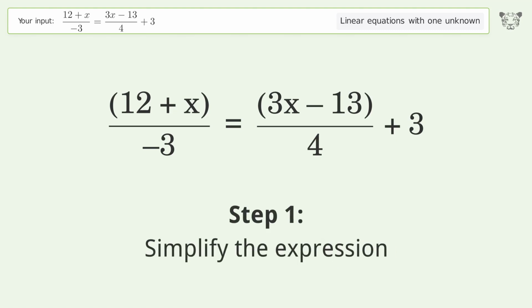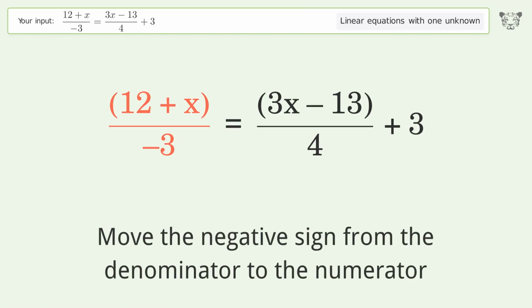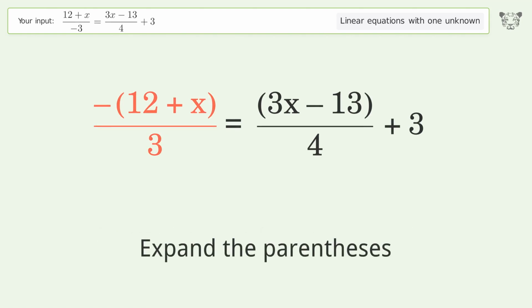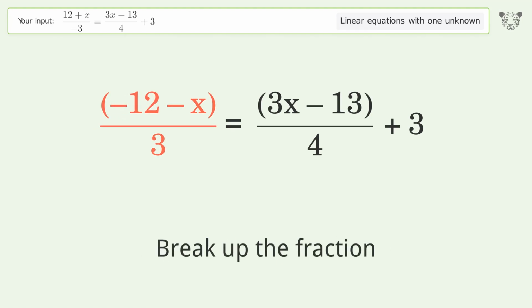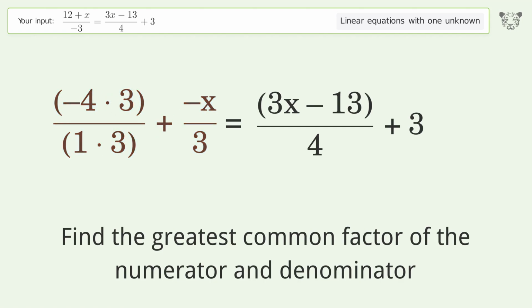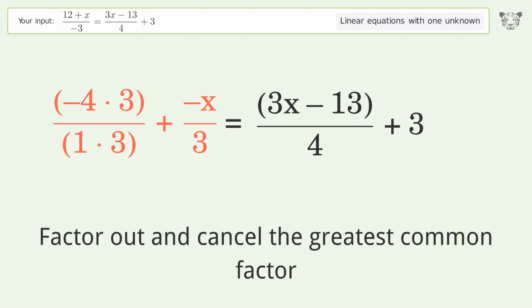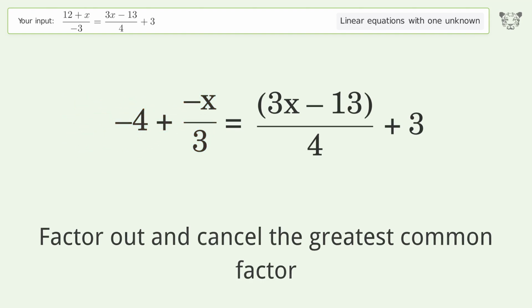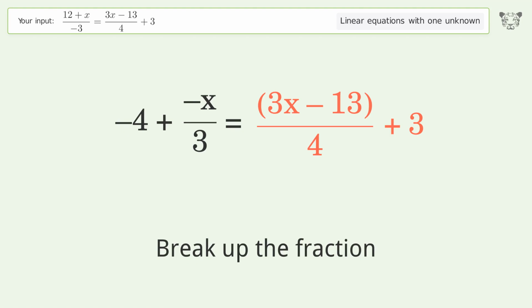Simplify the expression. Move the negative sign from the denominator to the numerator. Expand the parentheses. Break up the fraction. Find the greatest common factor of the numerator and denominator. Factor out and cancel the greatest common factor. Break up the fraction.